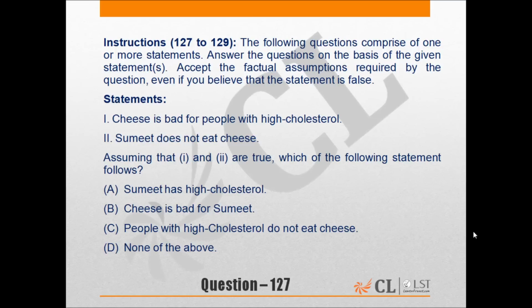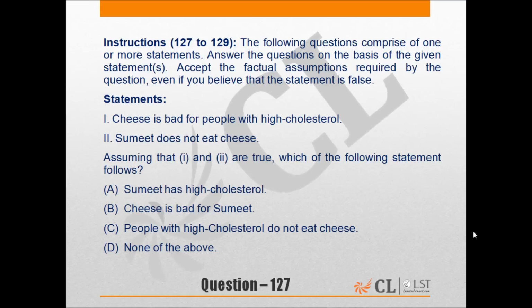CLAT, though, for this question, has given the answer as option C. People with high cholesterol do not eat cheese. This, again, as we discussed, is an assumption. Actually, none of the options should be correct for this. The right answer should be option D. Cheese is bad for people with high cholesterol does not necessarily mean that these people do not eat cheese at all. Hence, option C is wrong.